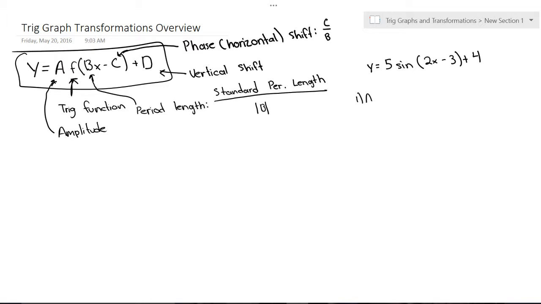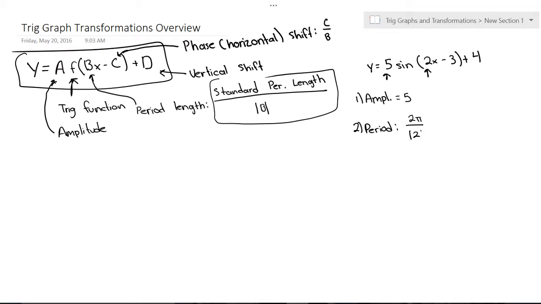First, we're going to do amplitude. Amplitude is 5 here. That's our A value. So amplitude equals 5, which means it would go up 5 and down 5 from the center. Then second, we can do our period length. We plug into our formula: standard period length divided by the absolute value of b. Standard period length of sine is 2 pi, divided by the absolute value of 2, which is just 2. So that's going to equal pi, the new period length.